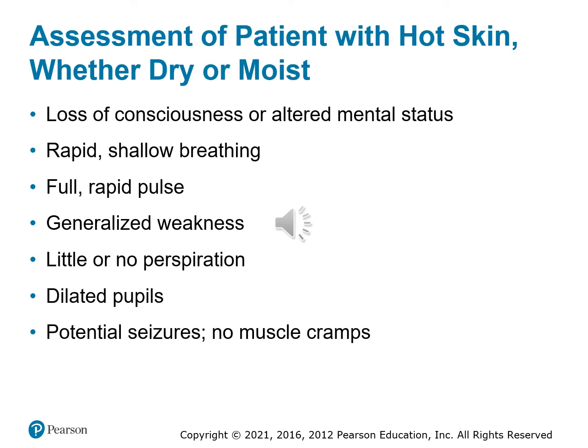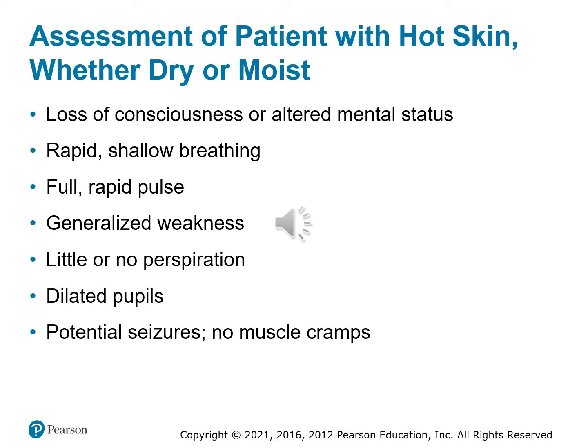So when we look at our assessment, what are the things that we're looking for with this scenario? First one, loss of consciousness or altered mental status. An altered mental status must be present for a determination of actual heat stroke. Your patient may have rapid or shallow breathing. They may have a rapid pulse. They may have generalized weakness.